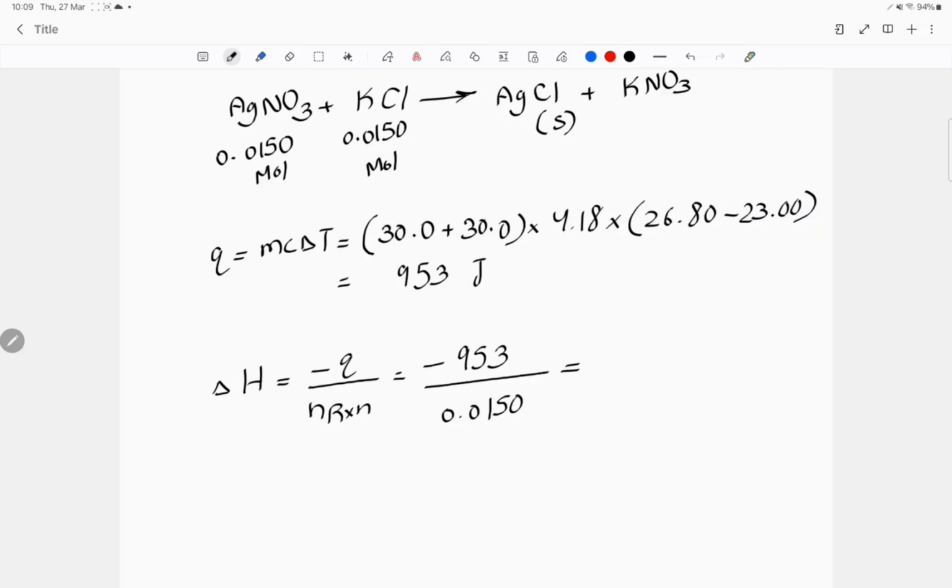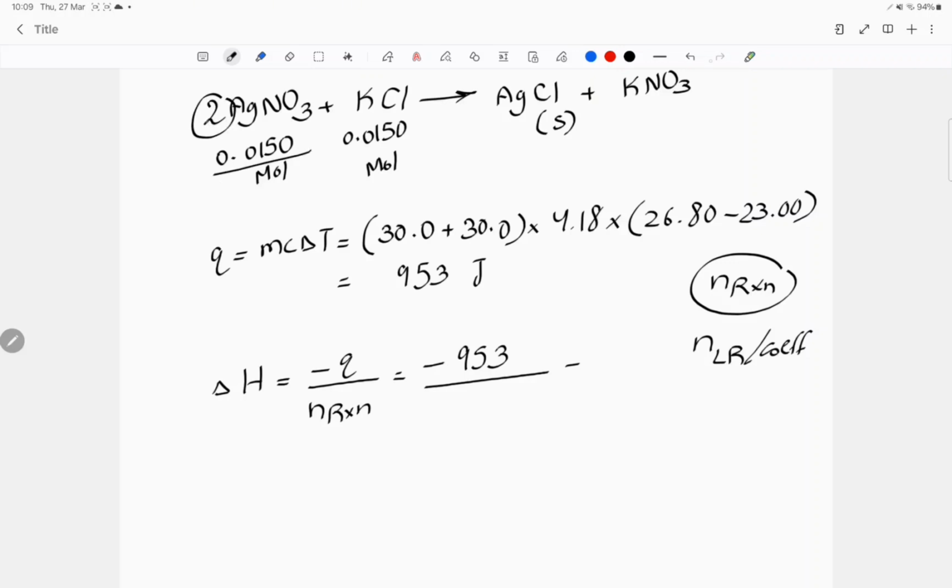Look, what does n reaction mean? Mole of the reaction. It means mole of the limiting reactant divided by its own coefficient. Oh, so if you had a 2 over here, you divide this by 2. Yeah, so if we have here a 2, you gotta divide this by the 2, okay, for example. Alright. So now you're gonna get 0.0150.